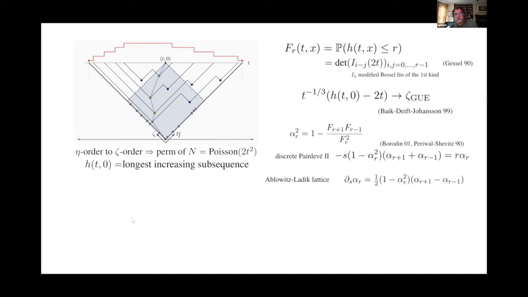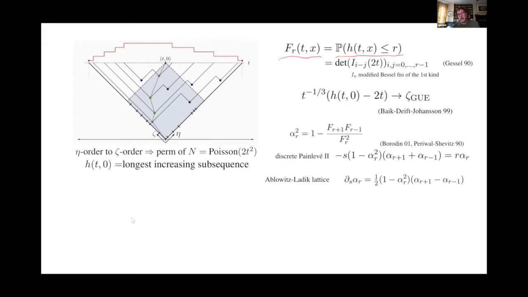The 1-point distribution F of r, t, x here, which is just the probability that this height at some point t, x is less than or equal to r, had been shown to be given by an r by r determinant by Gessel around 1990. It's an r by r determinant full of Bessel functions.